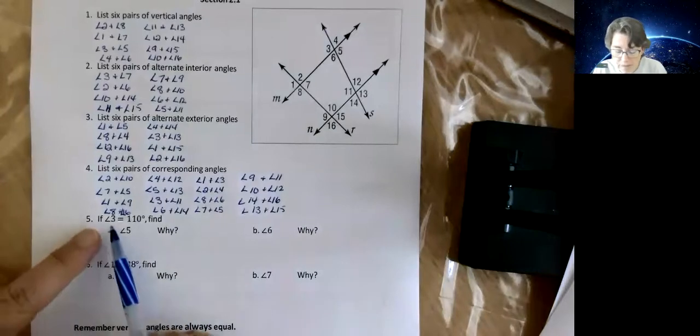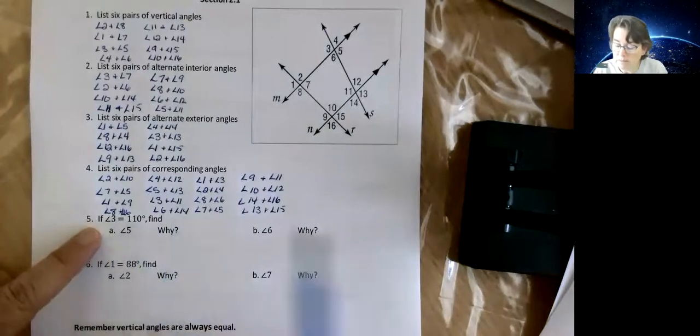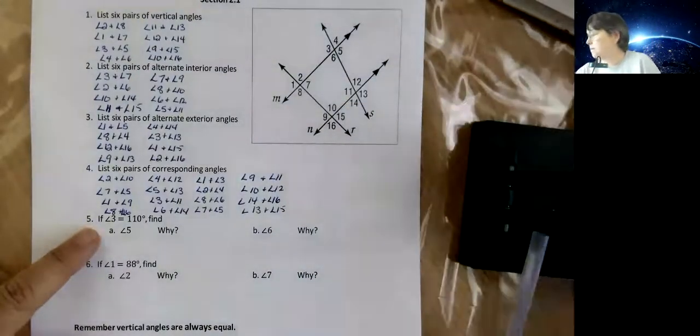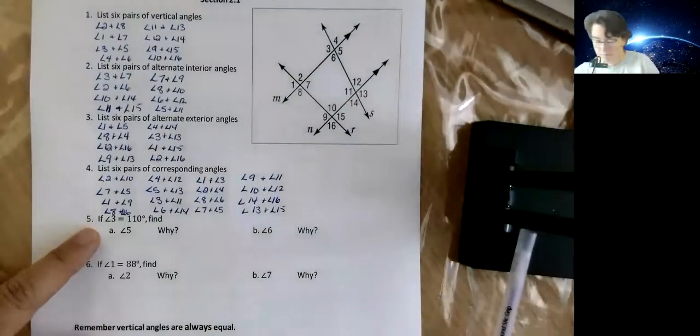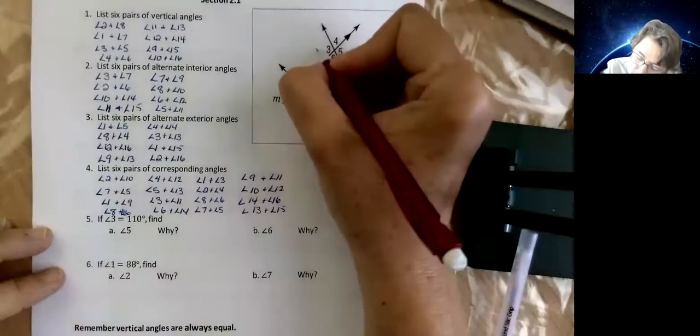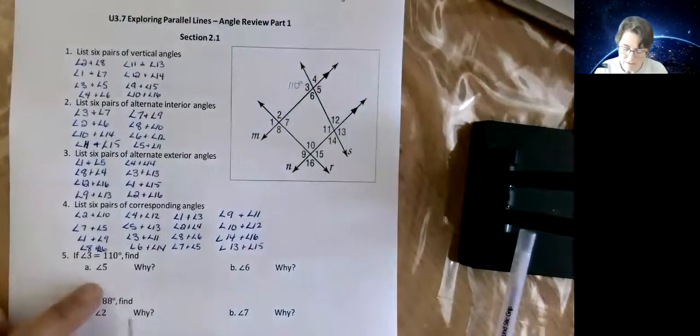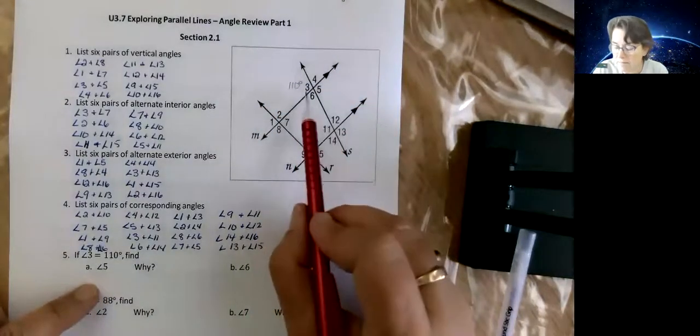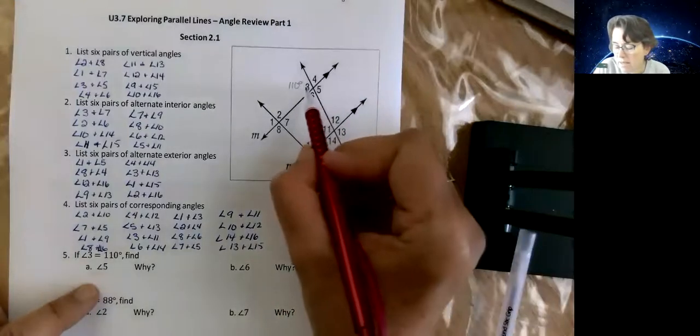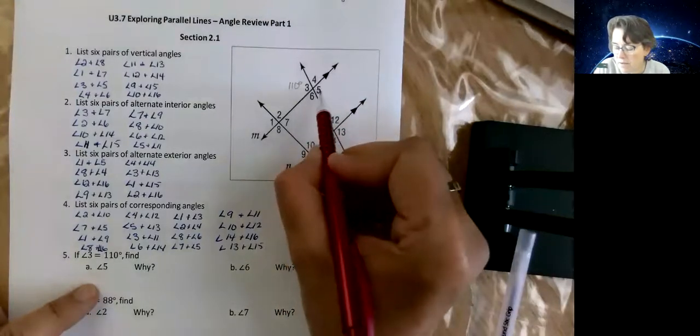That's okay. If angle 3 is equal to 110 degrees, okay, I might have to erase this later. Do the other question. Find angle 5. Well, if we look at angle 3 and 5, those are vertical angles, and it should be 110 degrees too.